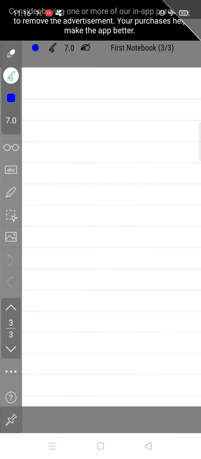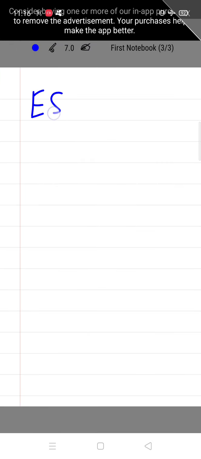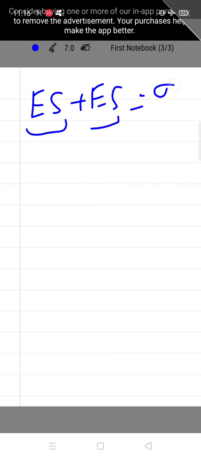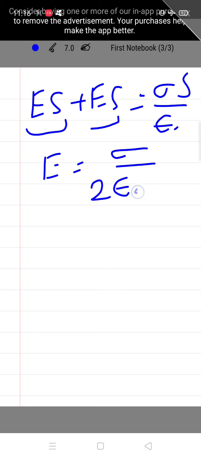Let's go to the next page. We can write ES plus ES. This is for surface S1, this is for surface S2. Both of them are equal to sigma S upon epsilon naught. The S will get cancelled on both sides. E will be equal to sigma upon 2 epsilon naught. So this will be your electric field due to an infinite uniformly charged non-conducting sheet. Thank you.